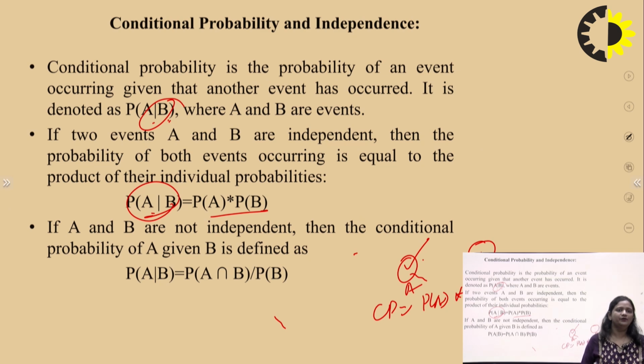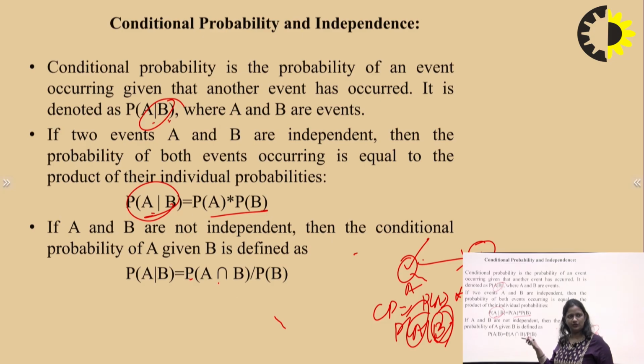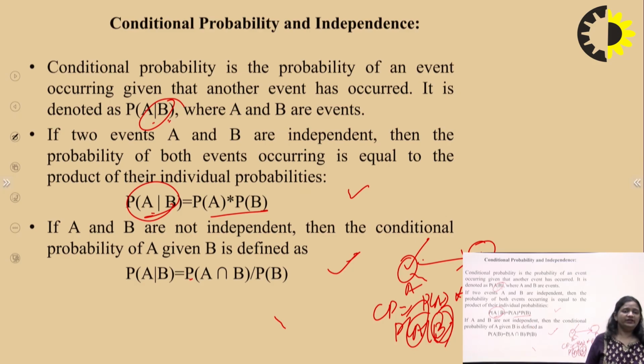If A and B are not independent, for example B is a parent of A, and B has already happened, or we can say B is an event that already occurred and A is going to happen, then the conditional probability is given by the probability of A intersection B divided by the individual probability of B. So these are the two cases: when A and B are independent, the probability is like this, and if A and B are not independent, then the probability can be calculated using the following formula.